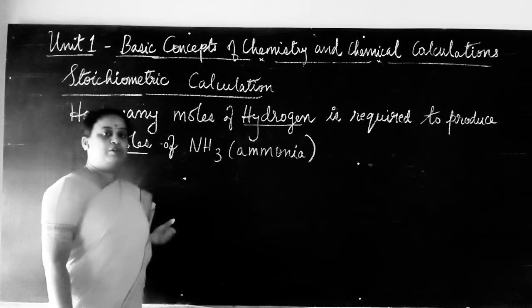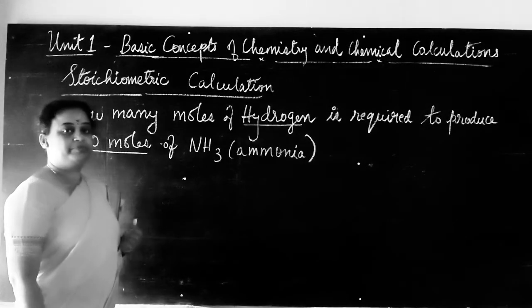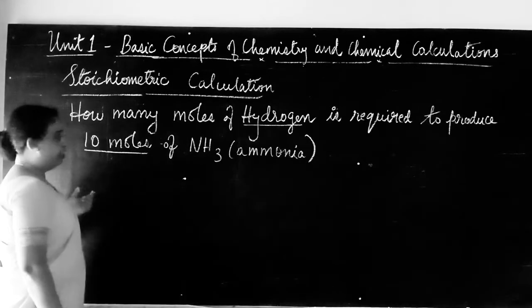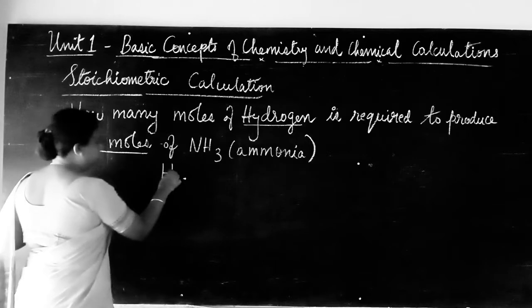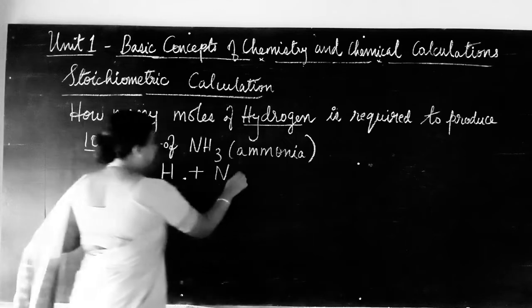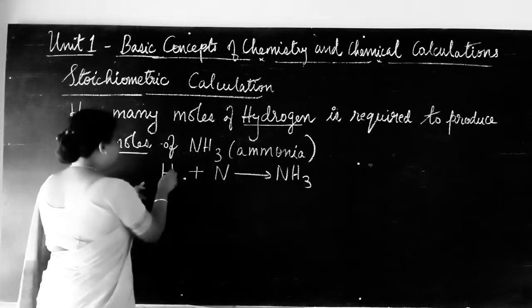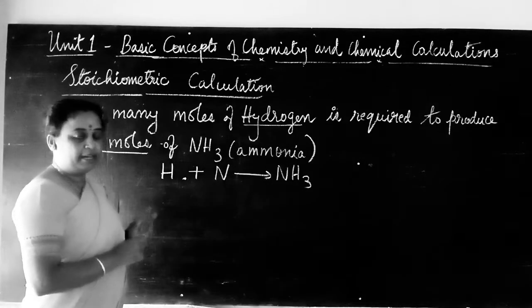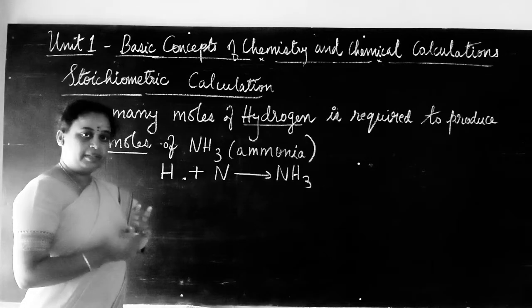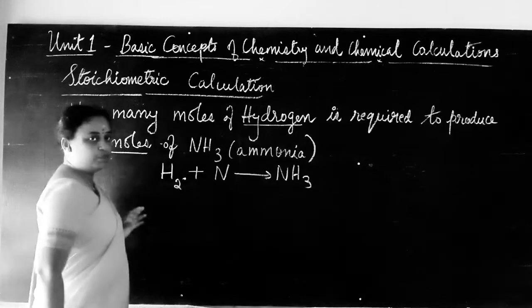First and foremost, we have to write the balanced reaction. Now let us write the reaction here. Hydrogen combines with nitrogen to give ammonia. Hydrogen is a diatomic molecule, that means two atoms of hydrogen combine together and form a hydrogen molecule. So I write it as H2.